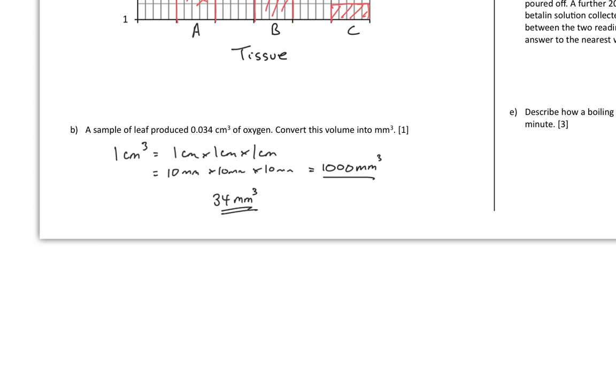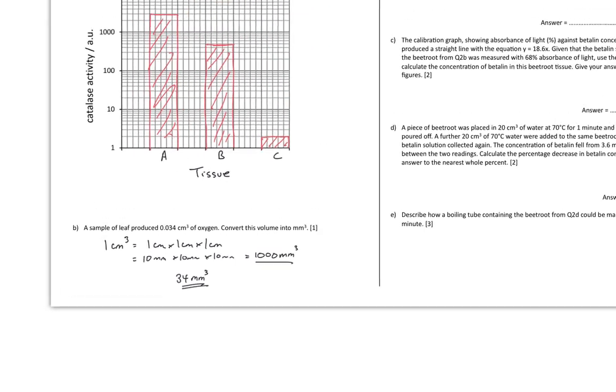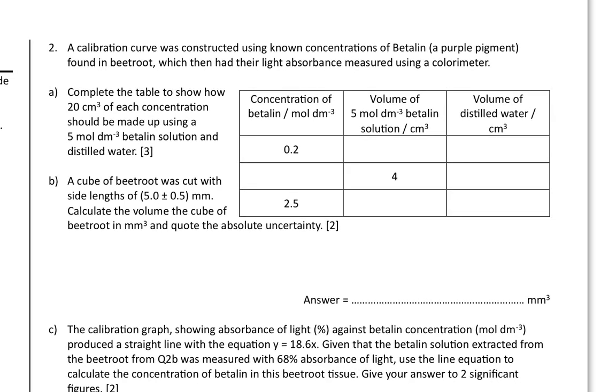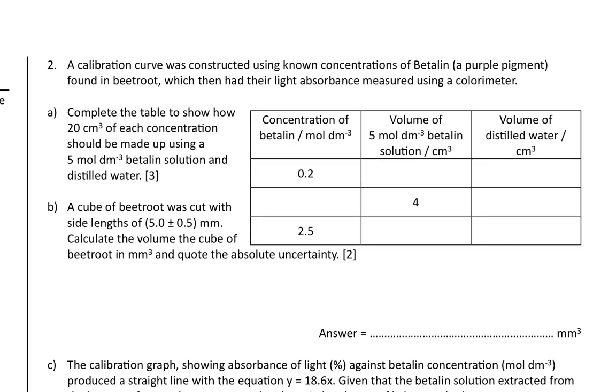Again, very few people get that right because they think that there's 10 millimetres cubed in a centimetre cubed, and they confuse a linear measurement with area and volume. And then our calibration curve was constructed using known concentrations of betalain. That's the pigment in beetroot, as it says here, which then had their light absorbance measured using a colorimeter.